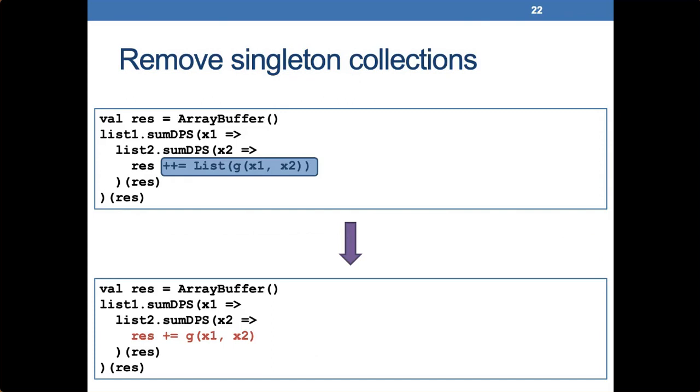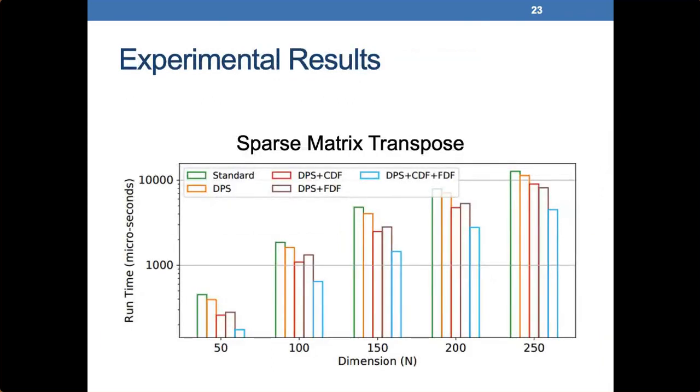And just to showcase a result, I'm showing you here the sparse matrix transpose, where you can see that by applying both these optimizations alongside DPS, we can get up to 4 times performance improvement over the standard implementation provided by the Scala library.